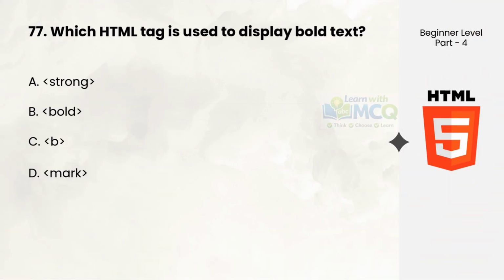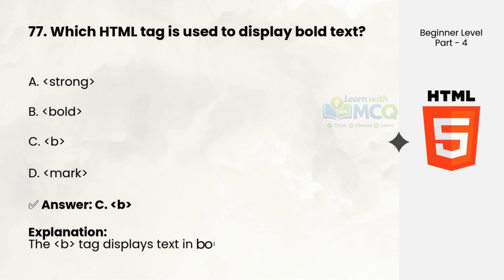Question 77. Which HTML tag is used to display bold text? Options are A. Strong, B. Bold, C. B, D. Mark. The correct answer is C. The B tag displays text in bold.